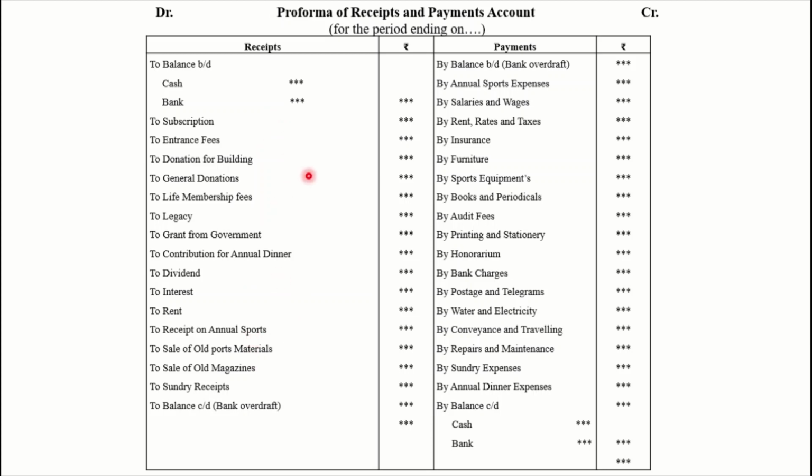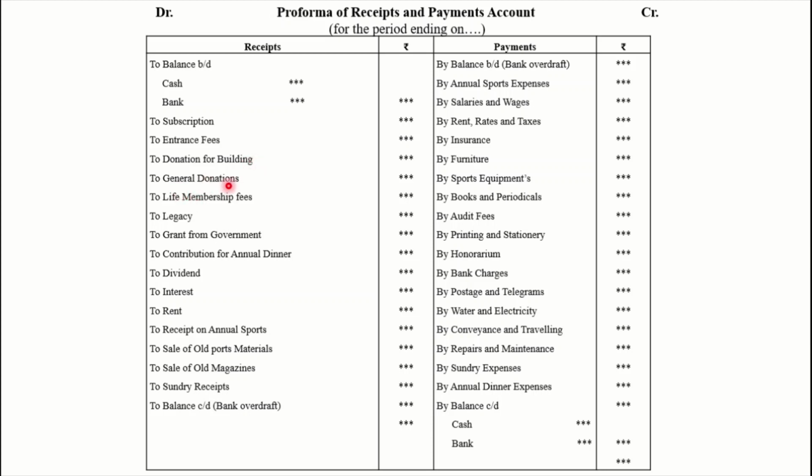Receipt and payment accounts are prepared monthly, quarterly or yearly. On the debit side we record all receipts, that is income. Subscription is income, that's why we record it on the receipt side. Entrance fee is also income. Donation for building, general donations, we have covered in the previous video; these are important terms in non-trading organization accounting with the adjustments. Donation for building is a specific donation, and we record it on the receipt side.